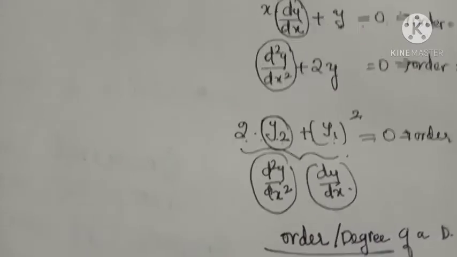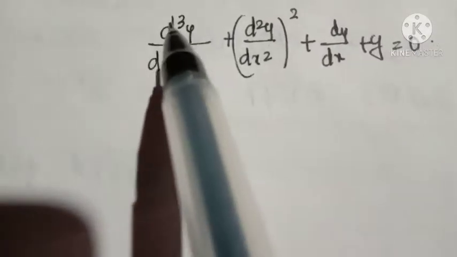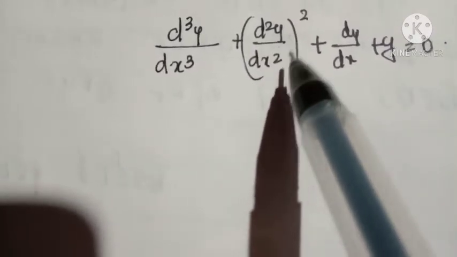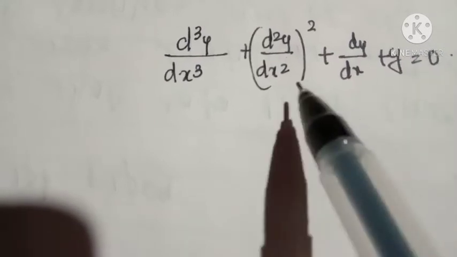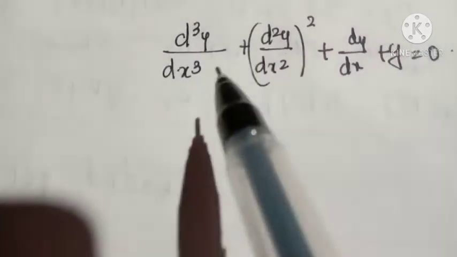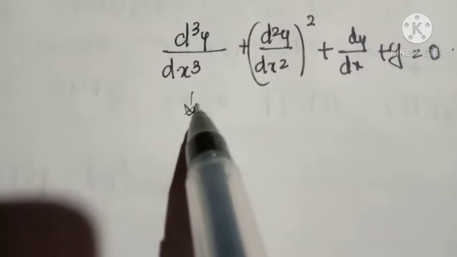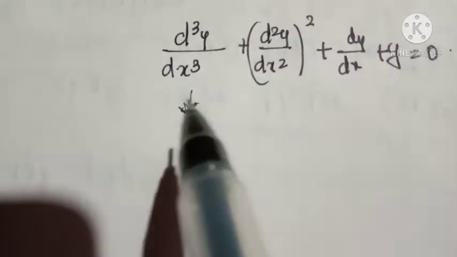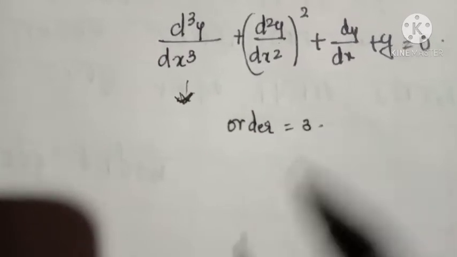Let's see another one. See this differential equation: d cube y by dx cube plus d square y by dx square whole square plus dy by dx plus y equal to 0. In this equation the highest derivative is the third order derivative, so its order is equal to 3.